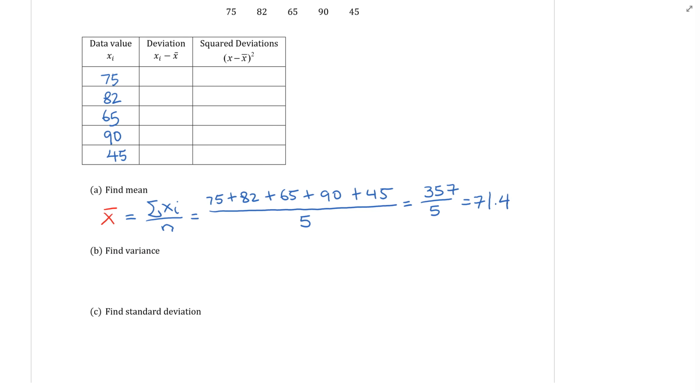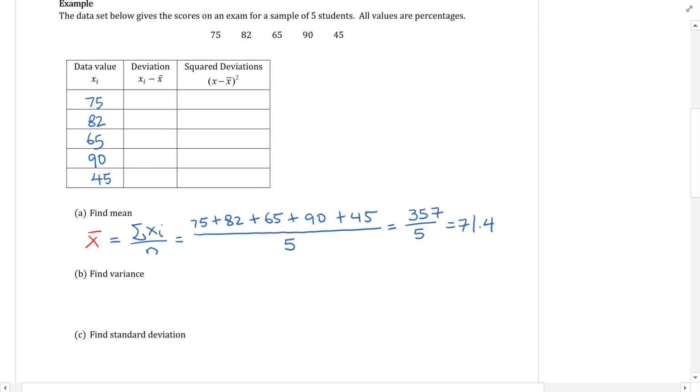Now using the mean, I'm going to find the variance. In the table on the right here, notice this part, xi minus x bar, meaning 75 minus 71.4. This is scratch work here. So I would have x1 minus x bar is equal to 75 minus 71.4, and then calculate that, and I got 3.6.